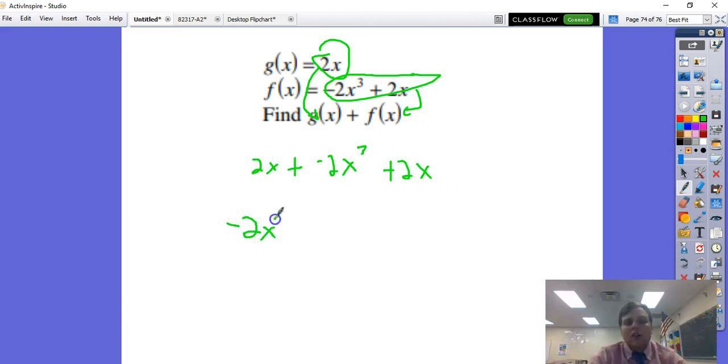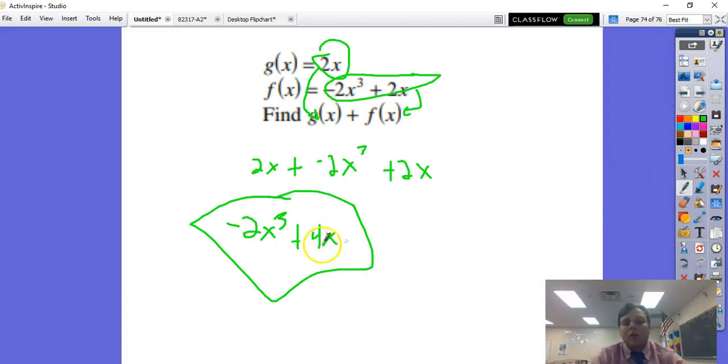Negative 2x cubed. Next thing you do is you look for x squares. There are no x squares. Next thing you do is you look for just x's. I have two just x's. 2x plus 2x. What is 2x plus 2x? That is 4x. And that's all the terms together, and all I was asked to do was add these two functions together. So this is as far as I can go. So I am done. Negative 2x cubed plus 4x. Okay, let's do another example.